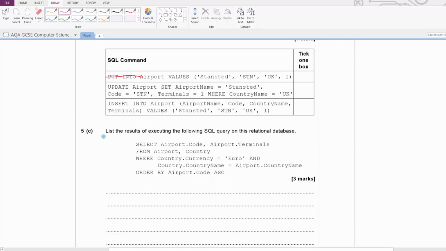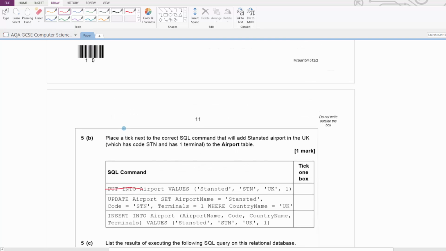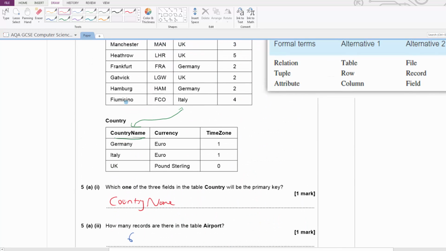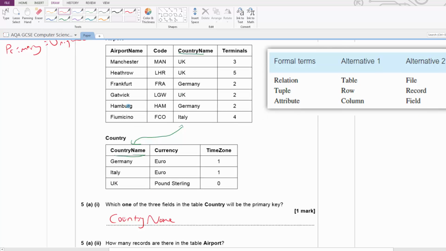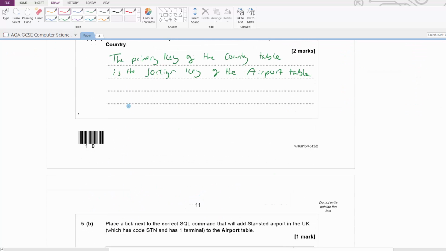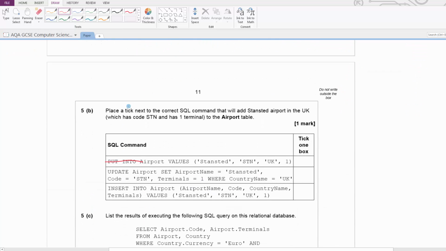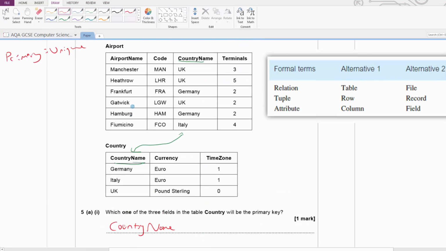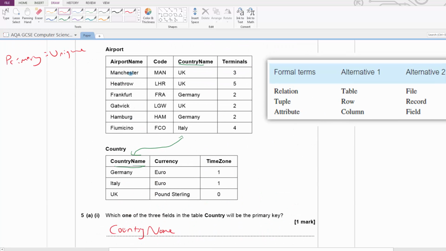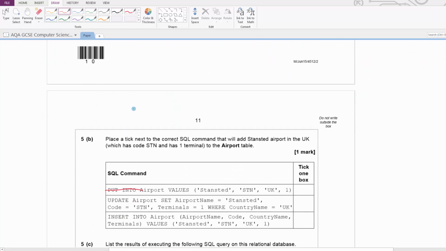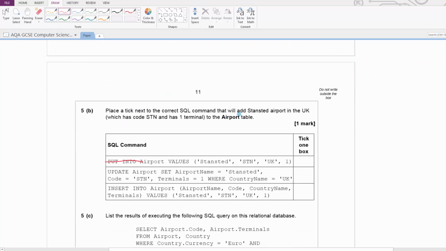The next one is updating airport, and this all looks fine to me, except that if we go back to our table, we haven't got Stansted in the table already, and updating is there to amend what you already have, so change the record you already have. So we could be updating, say, Manchester Airport, because it's already in the table. We haven't got Stansted in the table. We're talking about adding it to the table, so we have to use the insert into statement, which is our only option we have left, so we tick this box.